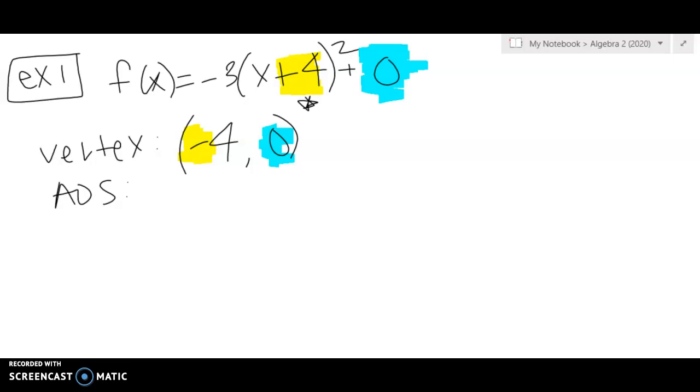The axis of symmetry is going to match the x value, the yellow part that I highlighted, that -4. It's always going to match that. So I'm going to highlight that yellow as well. That's always going to match that value.